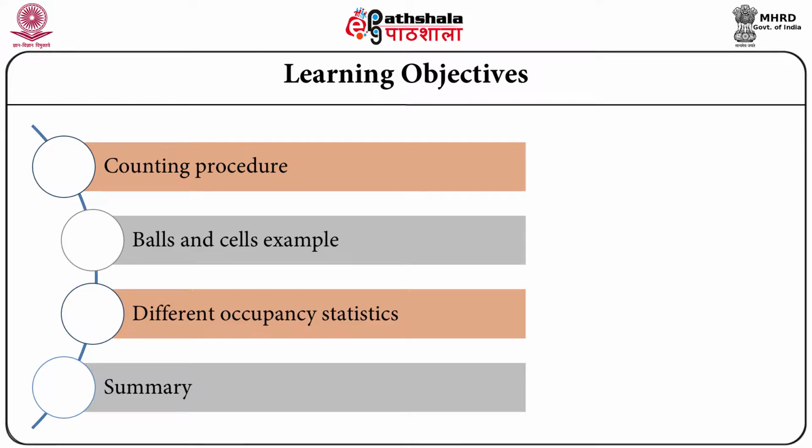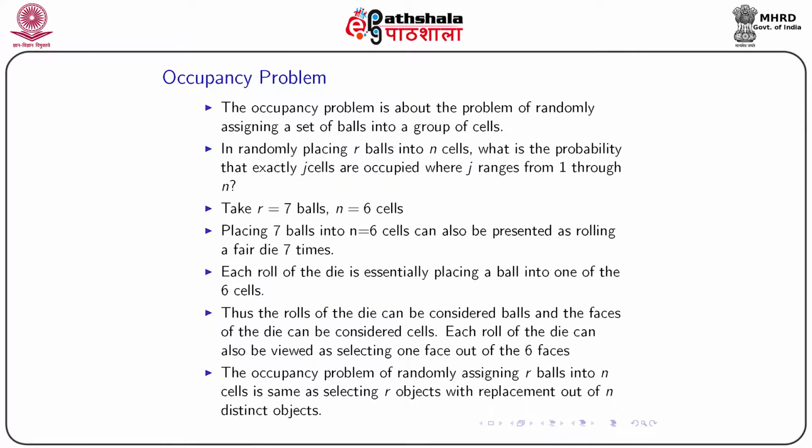The first case is when the boxes are indistinguishable and balls are indistinguishable, then the case where the balls are distinguishable but the boxes are indistinguishable. All possible combinations will be discussed in this module. The occupancy problem is very popular in statistics. We have learned this in our undergraduate courses, but today we will discuss it once more.